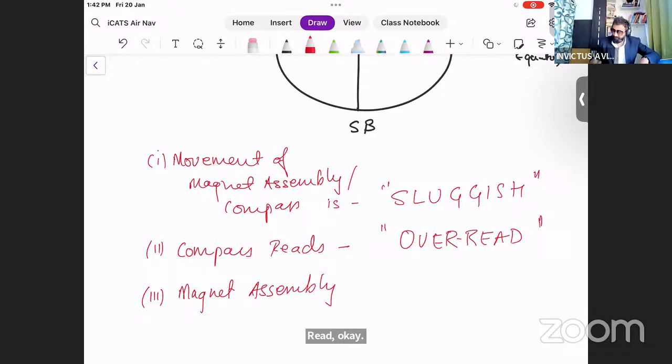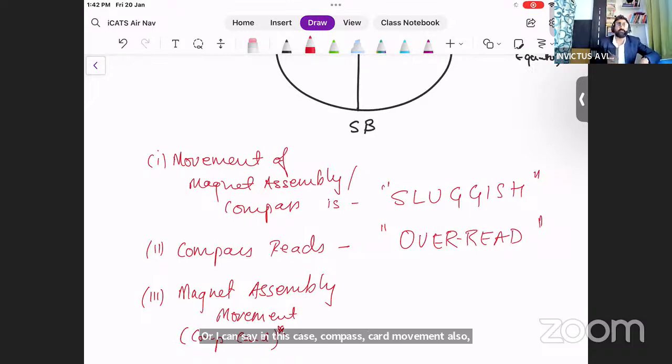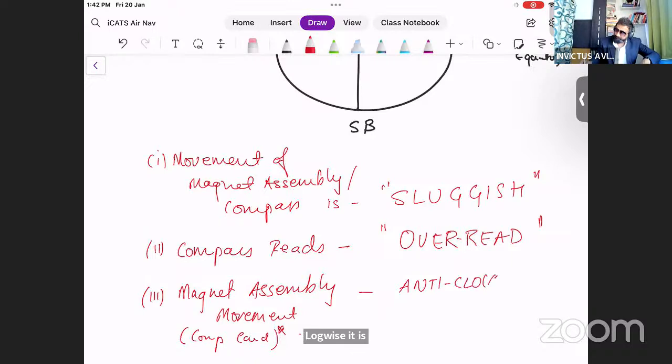Magnet assembly movement, or in this case I can say compass card movement also. The meaning is the same, but here they will use magnet assembly. In acceleration error they use compass card. So magnet assembly movement, is it clockwise or anti-clockwise? It is anti-clockwise.